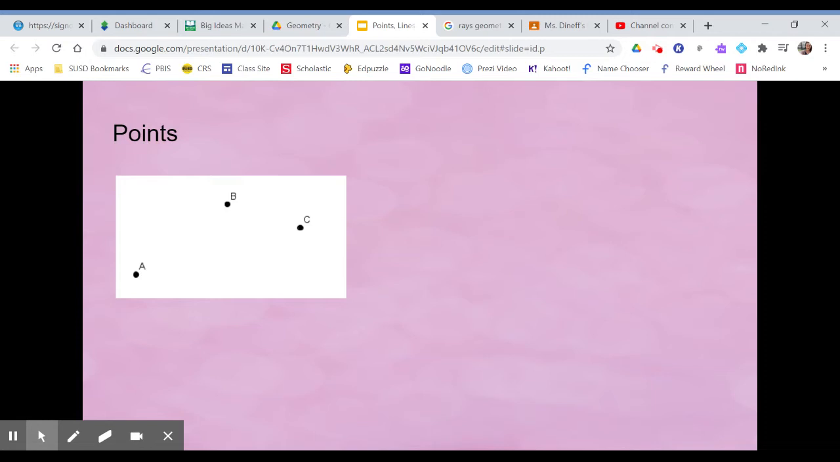All we do to write the identification for that is we write point A, we write the words point and the letter A, and then same for B, we would write the word point and then the letter B, and then for the dot next to C, we would write that as the word point followed by the letter C. So super simple, self-explanatory. It's a point, so I'm going to write the word point and then whatever letter accompanies it.